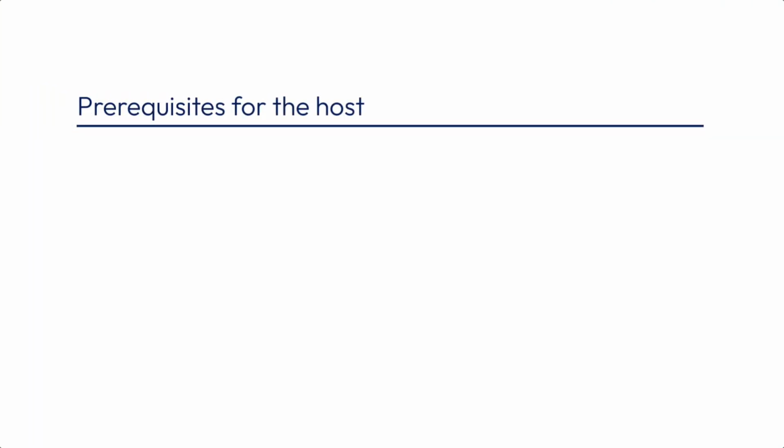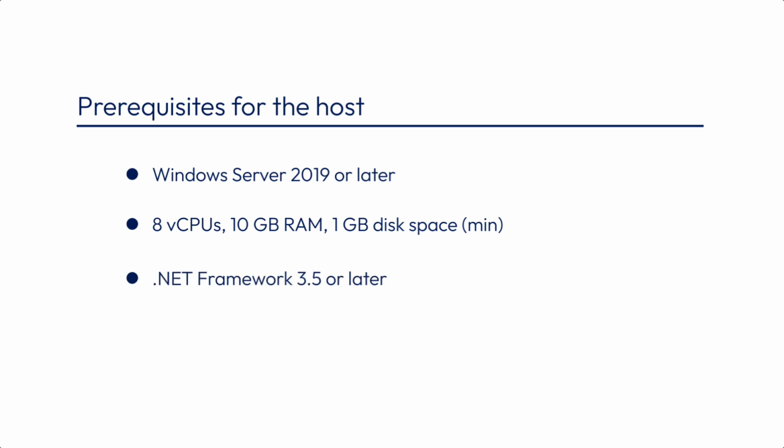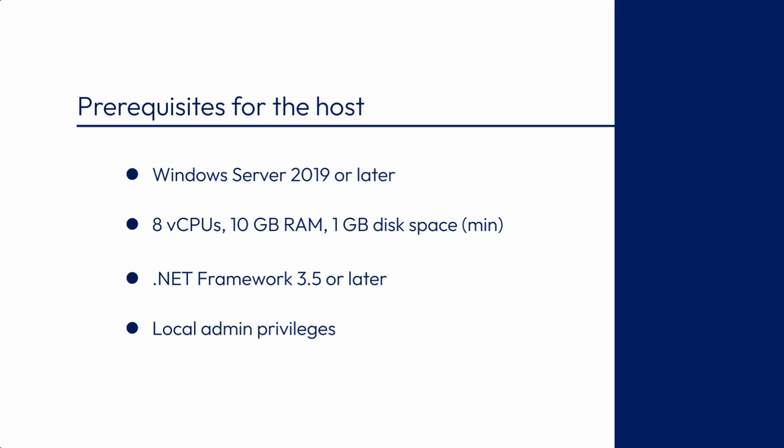Before you begin, make sure the following prerequisites are satisfied. You'll need a physical or virtual machine running Windows Server 2019 or later, with 8 CPUs, 10 gigs of RAM, and 1 gig of disk space. I'm using a Windows Server 2022 virtual machine. The machine also needs the .NET Framework 3.5 or later installed and enabled. And to run the installer, you'll need to be logged in with an account that has local administrator privileges.